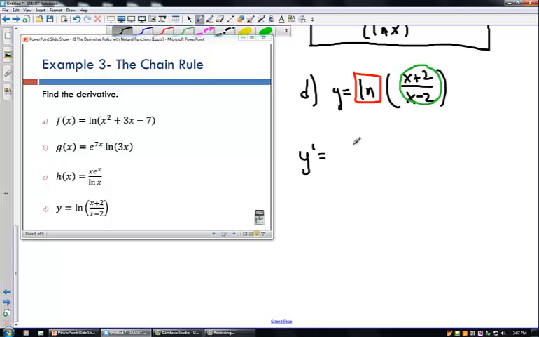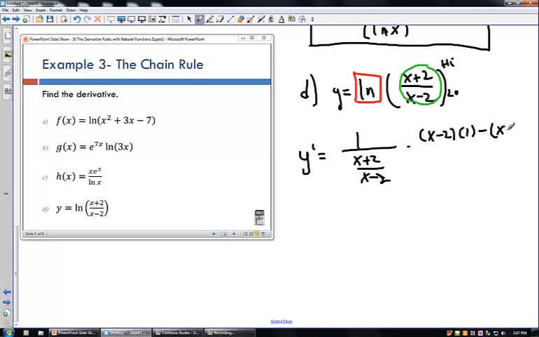And so the chain rule says derive the outside, so derive ln's 1 over, so I have 1 over x plus 2 divided by x minus 2 times derive the inside. So derive the inside, this is going to be a quotient rule. So I have a high function and a low function, and so I have low d high, so x minus 2 times d high, derive x plus 2 is just 1, minus my high function, x plus 2, times the derivative of my low function, which is also just 1. And then all divided by low squared, so x minus 2 quantity squared.